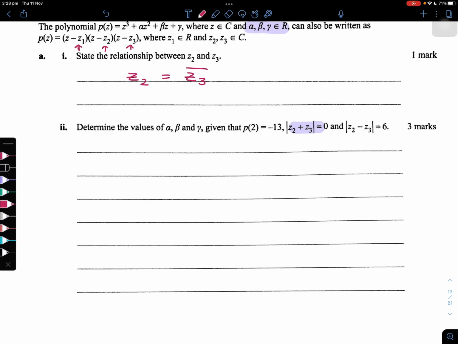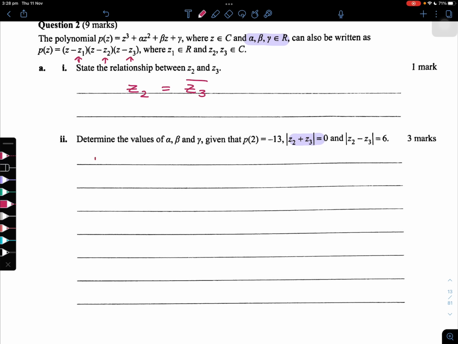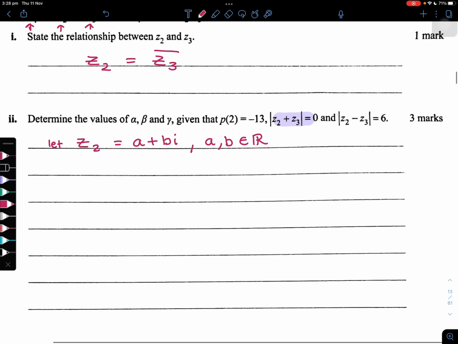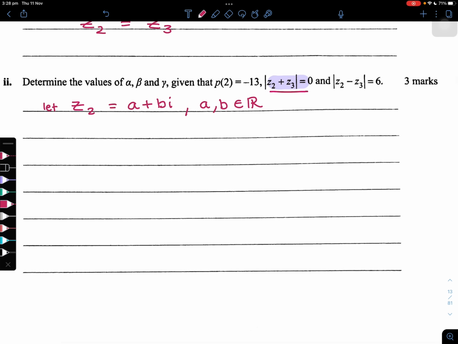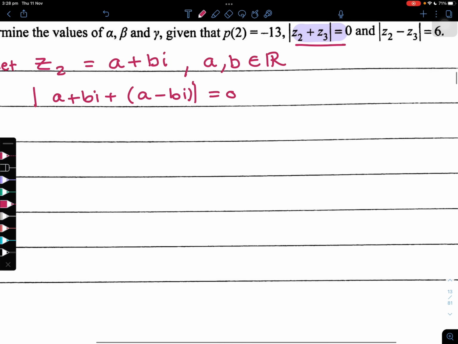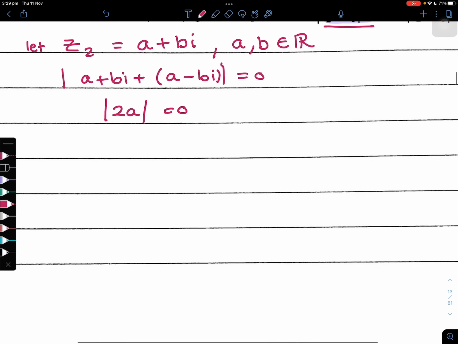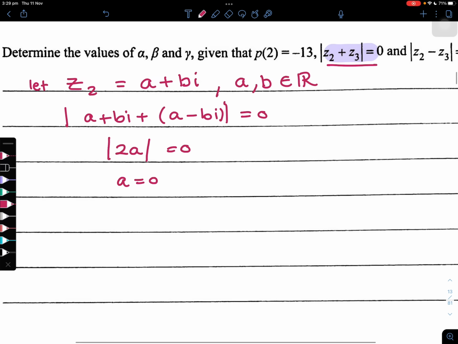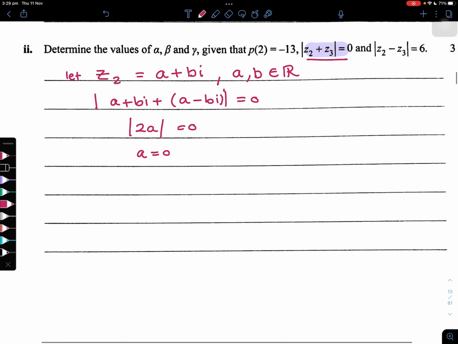Okay, but before we do that, let z2 equal a plus bi, where a and b are real numbers, right? Now what we can do is this. The fact that we know z2 and z3 are conjugates, we can go and actually work this out. So let's go the absolute value of z2, which we just defined, plus z3. And we know that z3 is going to be the conjugate of it, is equal to 0, right? Now expanding this or collecting the terms, we get 2a is equal to 0. And this leaves us with a is equal to 0. So that means our z2 and z3 are purely imaginary.